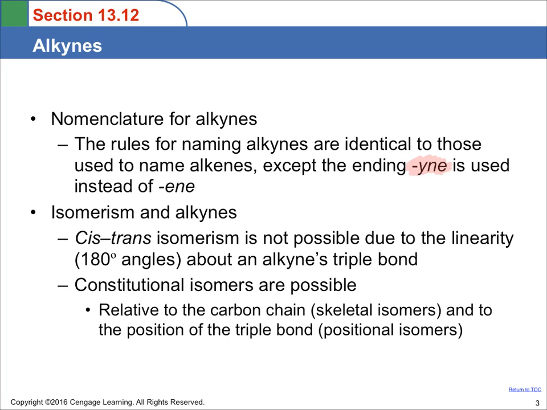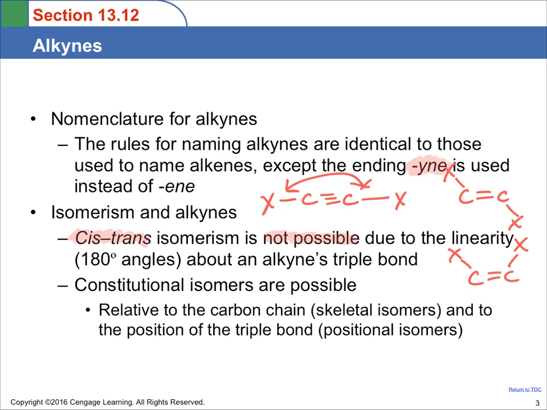The one big difference is that we do not have cis or trans for alkynes, and that is because our triple bond is linear. We have 180 degrees. Whatever's on either side here, we don't have a top and bottom like we did with the double bond. So remember with double bonds, if you had your groups opposite side, you had trans. If you had your groups on the same side, you had cis. And we don't have top and bottom sides with alkynes because it's linear. So no cis and trans.